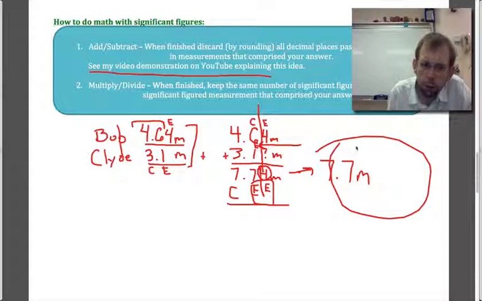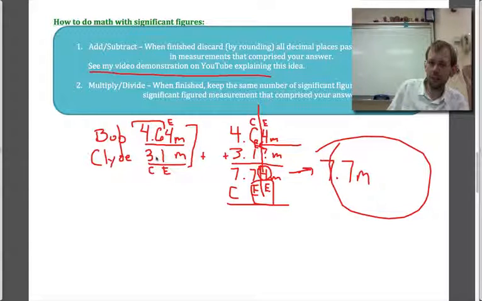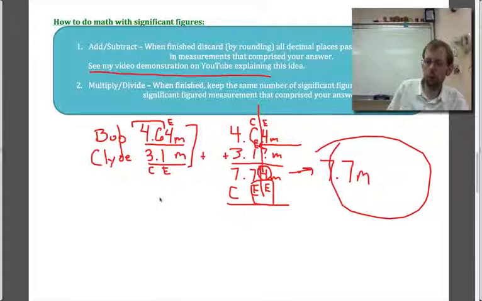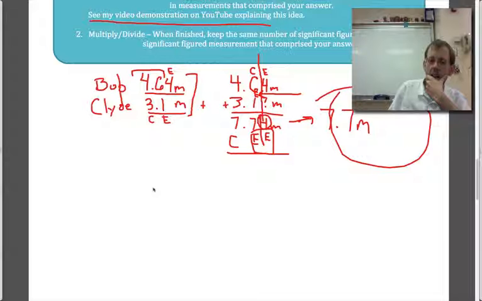All right. So when you're adding and subtracting with significant figures, and especially sig figs of different measured values that came from different setups, then you really need to think about, well, I can't have more estimates in my answer than what I'm putting together. Okay, and look at my video on YouTube. That'll make a little more sense. That'll help give you a visual sense of why that works out that way.